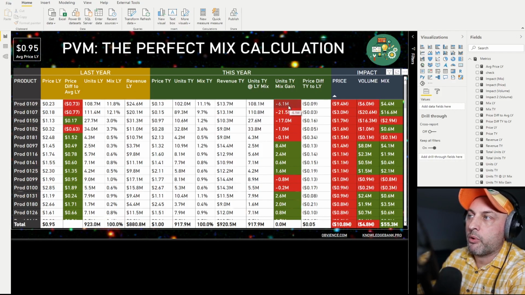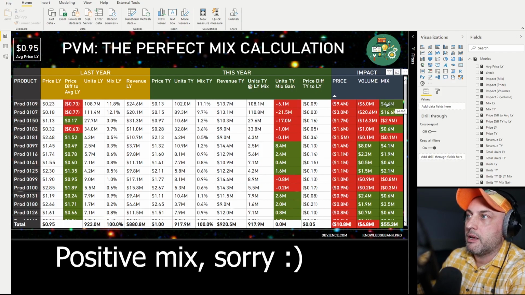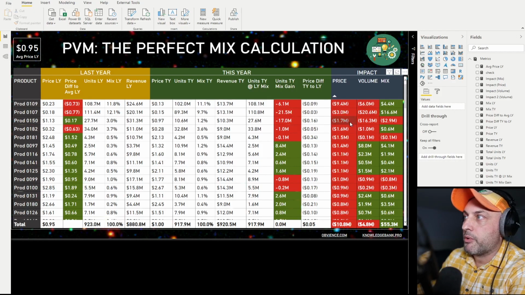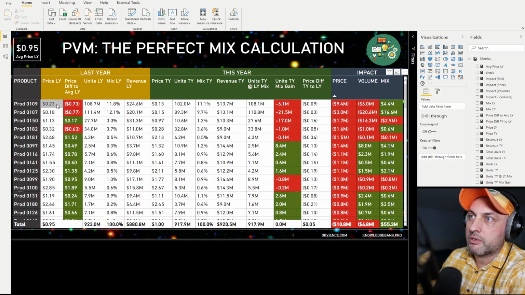So we lost 6.1 million. So we sold fewer, and we sold fewer of a bad product. Therefore, we got a negative mix. Now we sold fewer of the product, therefore our volume is going to be red. And by the way, the price is also in red. Why is the price in red? Well, because the price used to be 23 cents and now it's 13 cents.